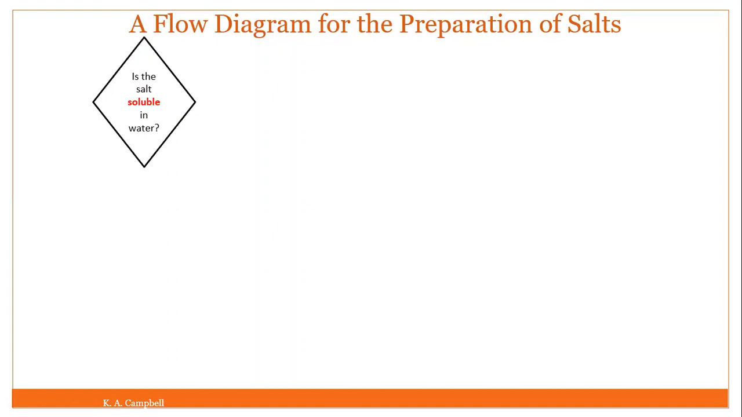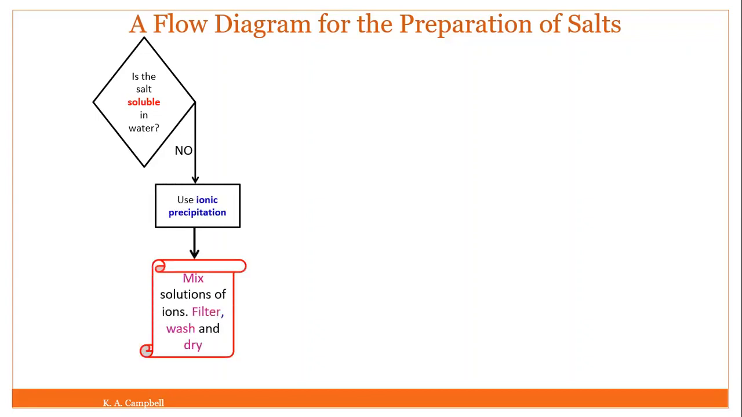So remember I said you need to check if the salt is soluble. Is the salt soluble in water? If no, then you use ionic precipitation. Ionic precipitation, you mix two solutions, and when you put the two solutions together, you're going to get a precipitate forming out of them. In other words, a solid is going to form out of the two solutions. That solid is the salt you're trying to make. So you would filter and leave the residue to dry. So that's your salt made.